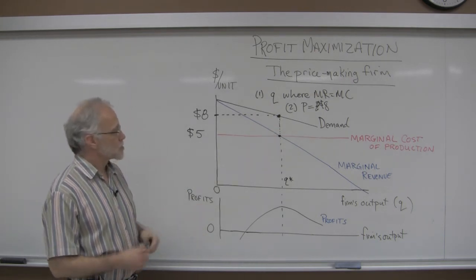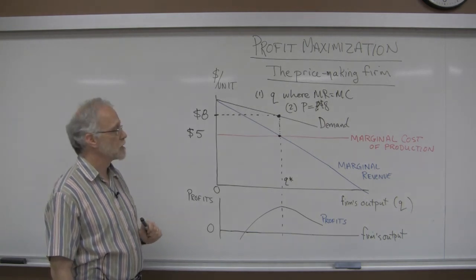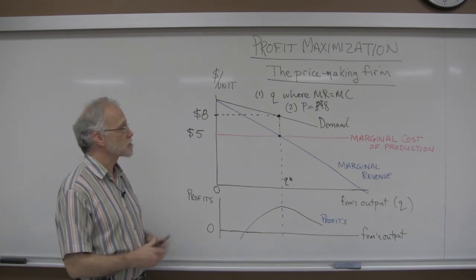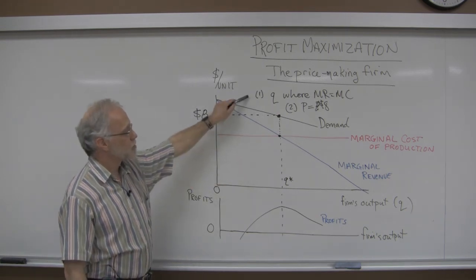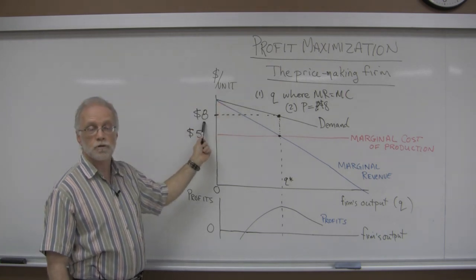So just to sum up then, the price making firm is going to maximize profits by applying the basic logic of marginal revenue equals marginal cost to figure out how much it's going to produce. Then it uses the demand curve to tell it how it should price that product.